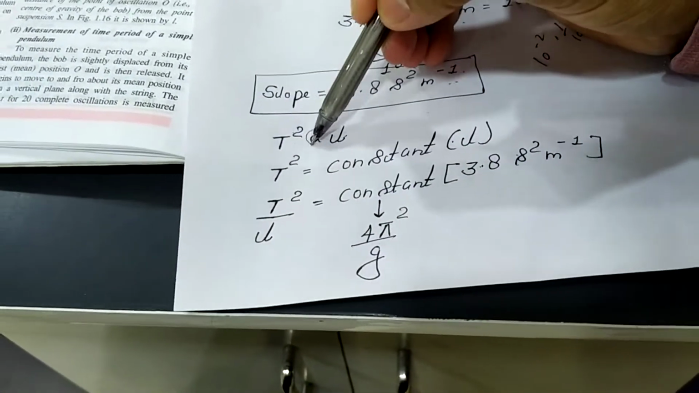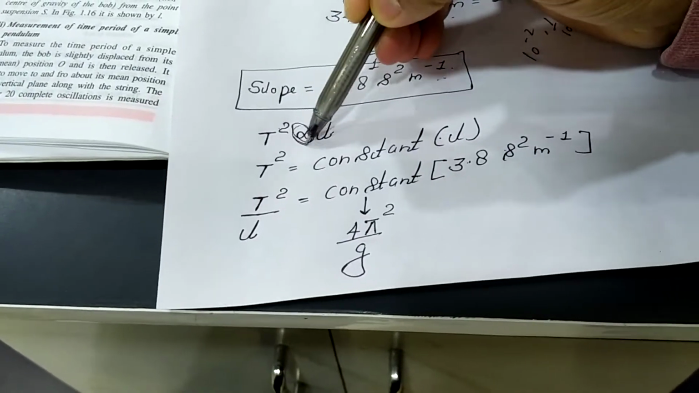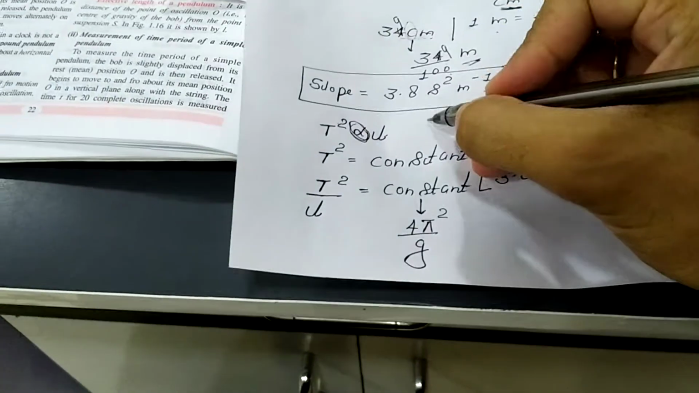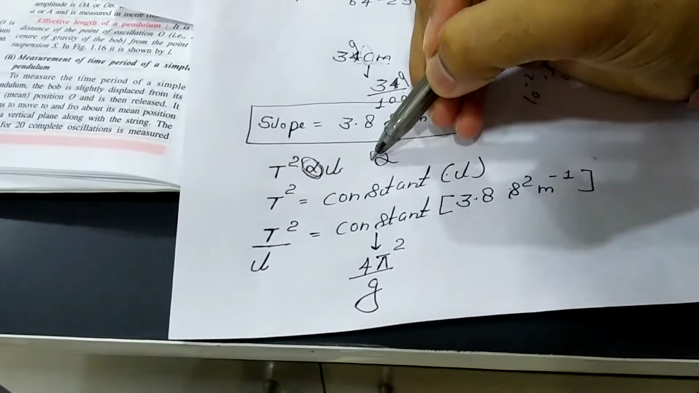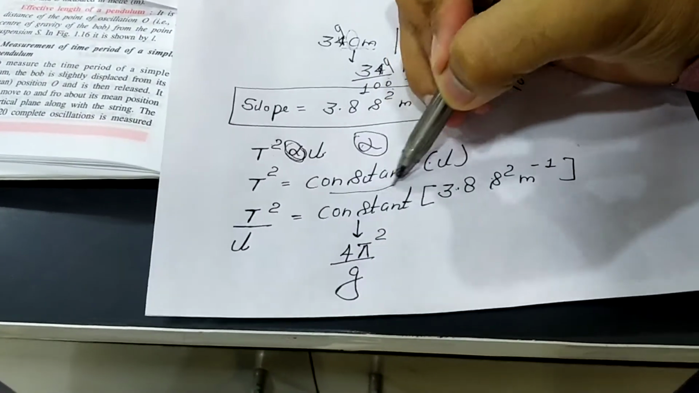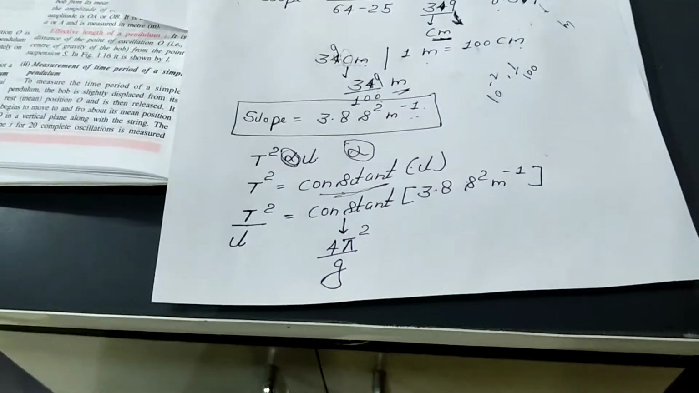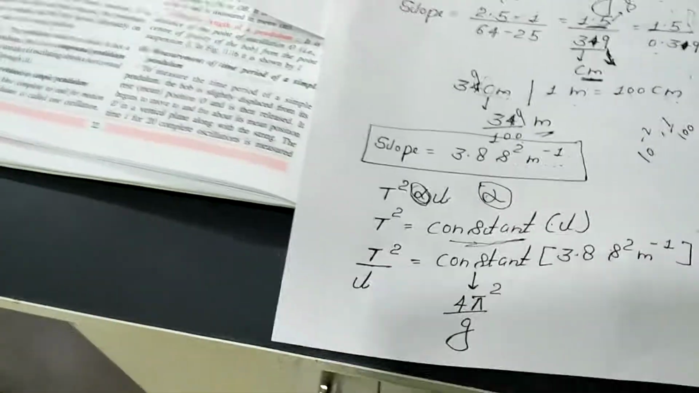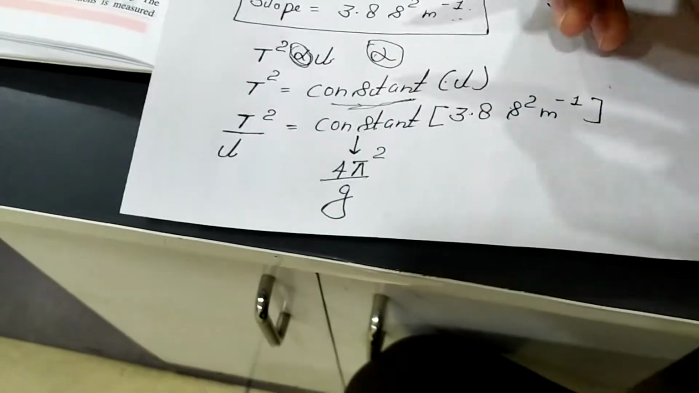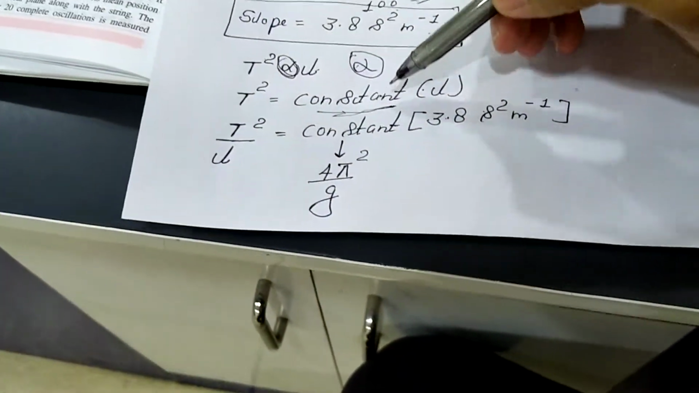So if I remove this proportionality, whenever we remove the proportionality, this is the sign of proportionality, like this. If I remove this proportionality, a constant will come. It can be any constant. Constant means anything which does not change. It can be any number, it can be anything. So constant is something which does not change.